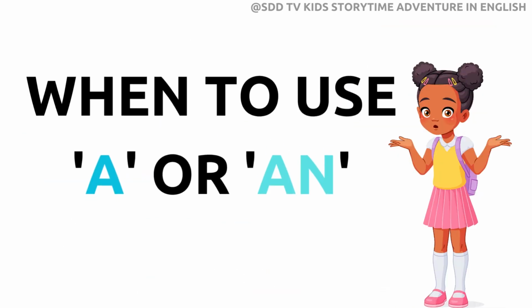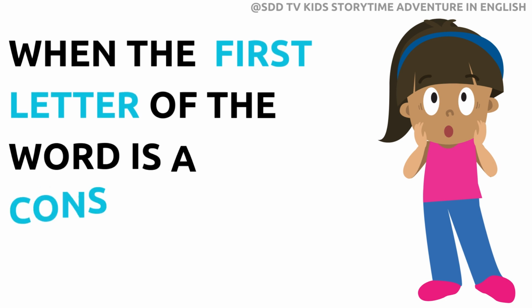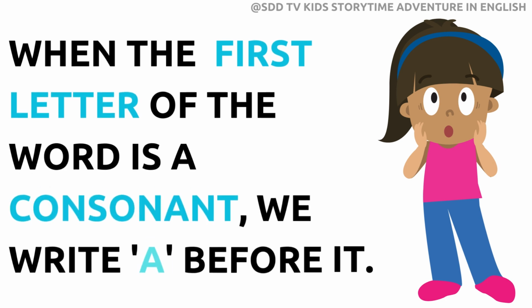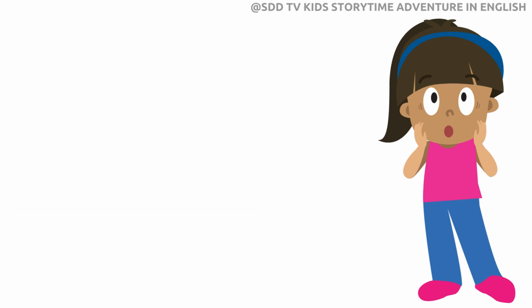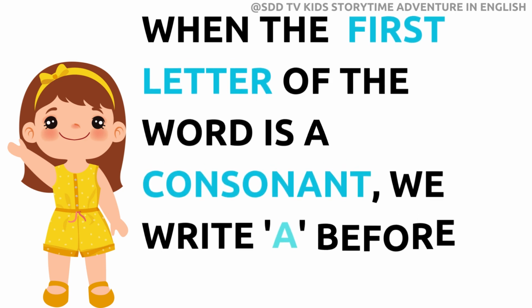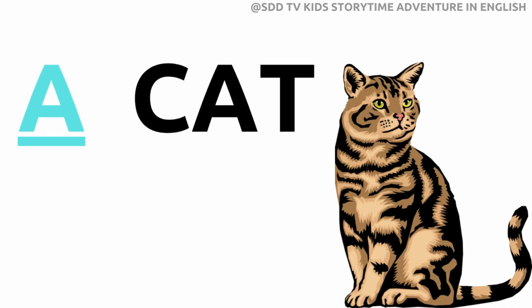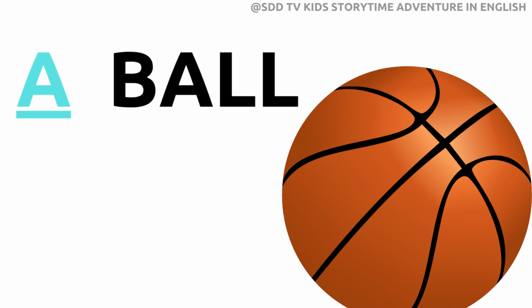When to use a or an? When the first letter of the word is a consonant, we write a before it. For example, a cat, a ball, a rose.